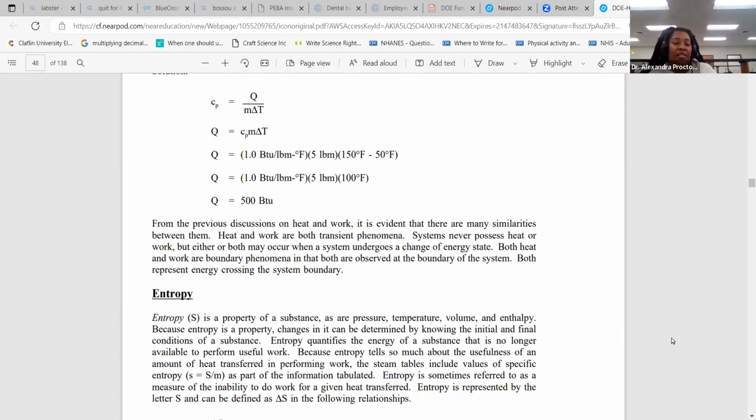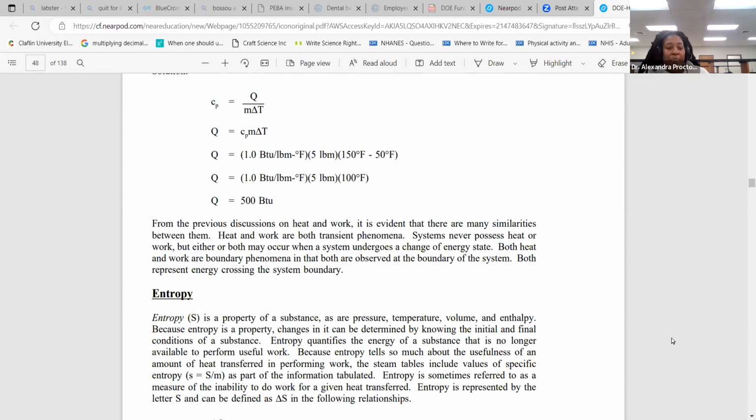So from previous discussions on heat and work, you understand that there are similarities between heat and work. They're both transient phenomena. The system never possesses heat or work, but either or both occur on the system, and you understand that it undergoes a change in energy state. So heat and work are boundary phenomena, and both represent energy crossing the system's boundary.